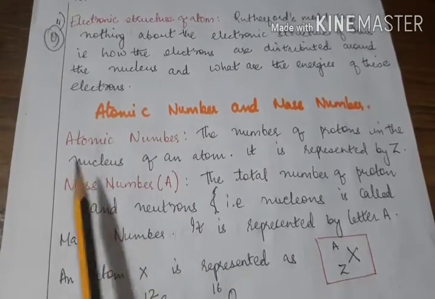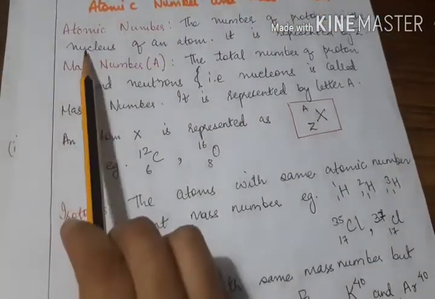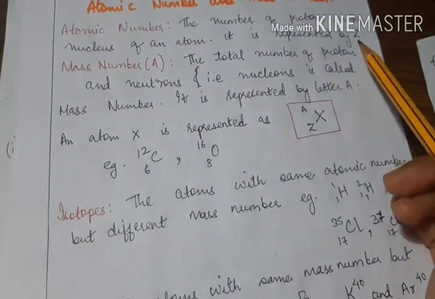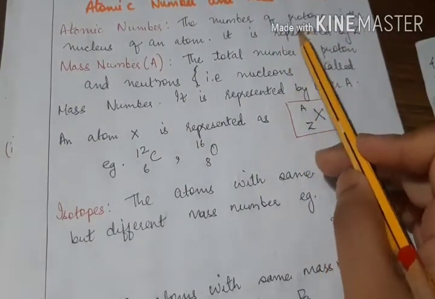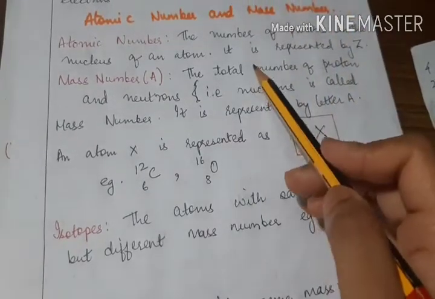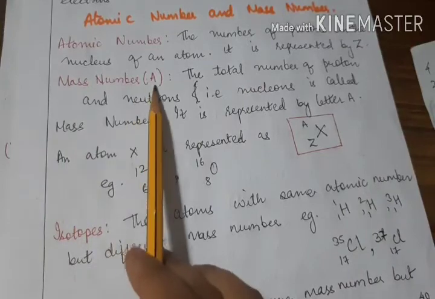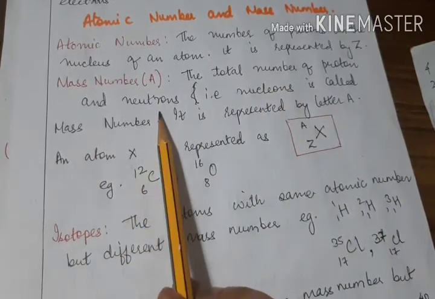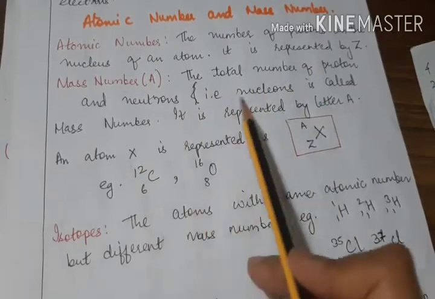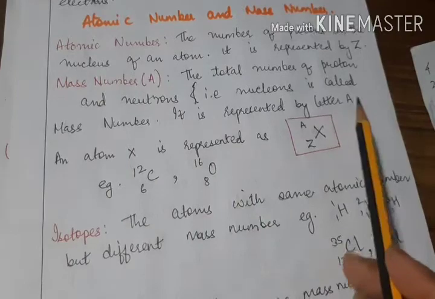Now after that, let's see a little bit. You know about atomic number and mass number, but still let's revise a little bit. Atomic number is represented by the letter Z, and it is the number of protons. In a neutral atom, the number of protons is equal to the number of electrons. Mass number is represented by A, and it is the total number of protons and neutrons. Protons and neutrons together are called nucleons.